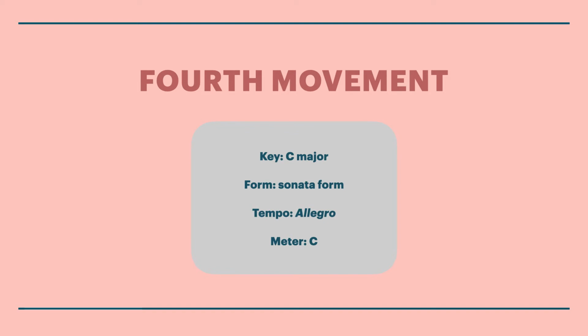Basic info: key, C major, so the parallel major. Our form is sonata form again, just like the first movement. Make sure you take note of that. We're in sonata form, not sonata rondo form, which is what you would often see in the last movement of long form works. Our tempo is allegro, and our meter is 4/4, so no real surprises there.